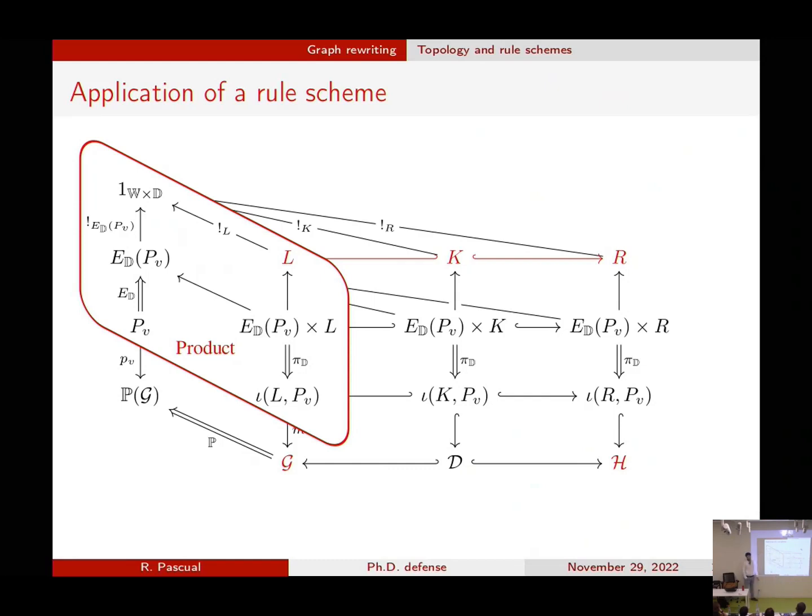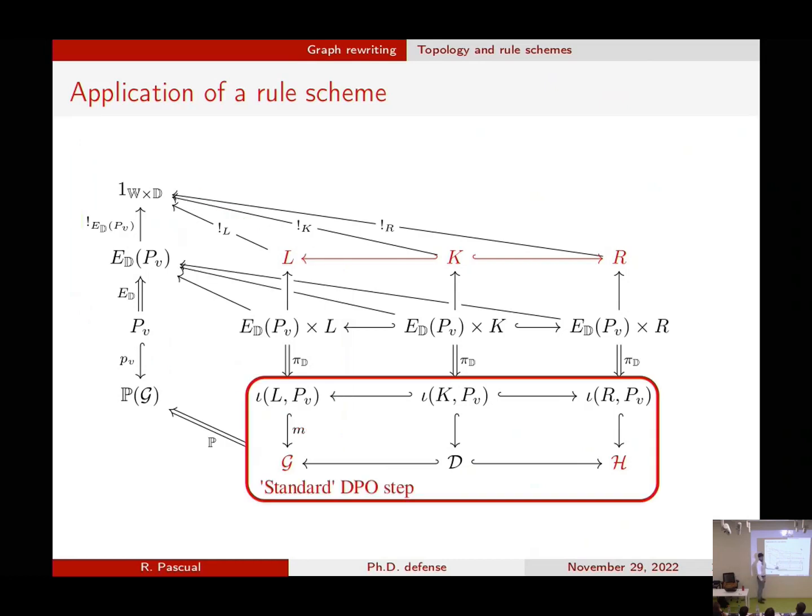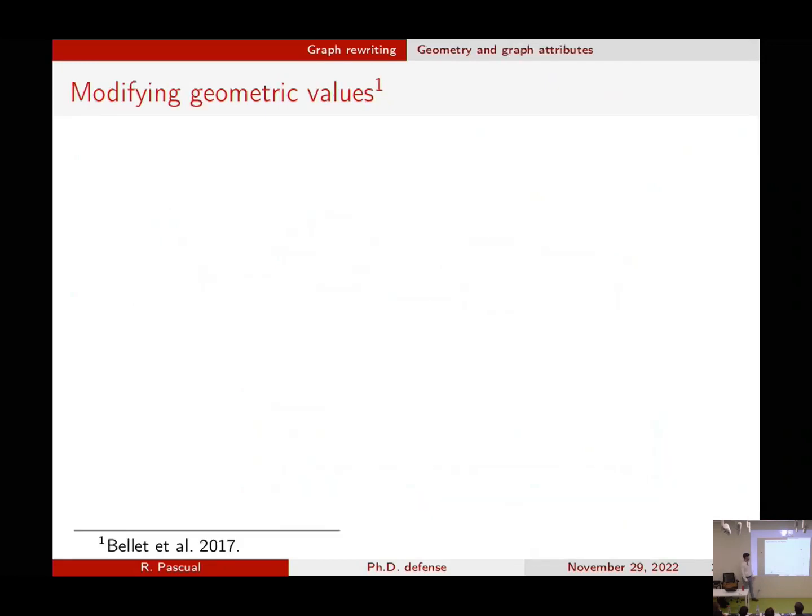And the last point that I want to highlight is that the last step is simply a DPO rewriting step, just like the triangulation of the hexagon at the beginning. And this concludes, in a sense, the description of the modification of the topology. But now, what about the geometry? I said it was values added on the nodes of the graph.